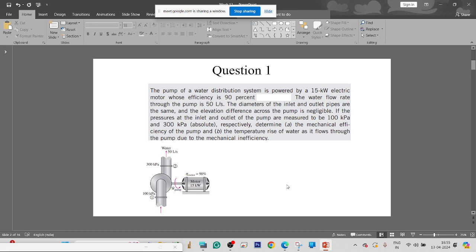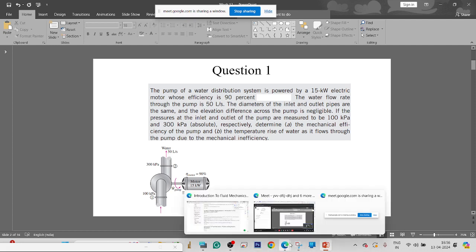Like temperature rise, there will be some difference in the pump, right? Whatever power is provided to the pump, all of the power is not transferred by the pump to the fluid. Some of the losses are used in raising the temperature of the fluid, right? So that is what we need to find out here.